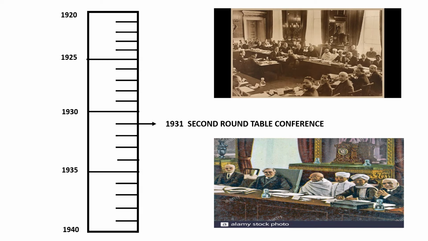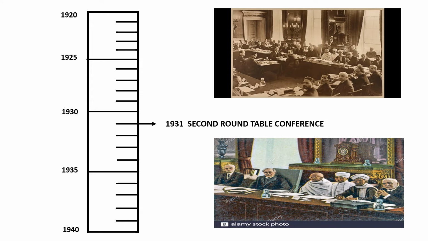1931 Second Roundtable Conference. The Second Roundtable Conference was started on 7th September 1931. The major difference between the first and the second conference was that the Indian National Congress was participating in the second one, and this was one of the results of the Gandhi-Irwin Pact. The British decided to grant a communal award for representing minorities in India by providing for separate electorates for minority communities. Gandhiji was against this.